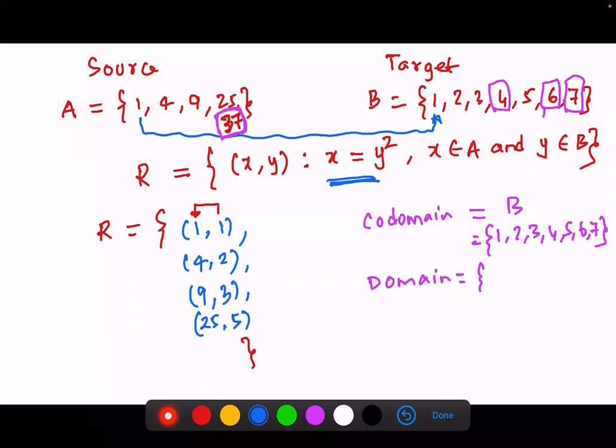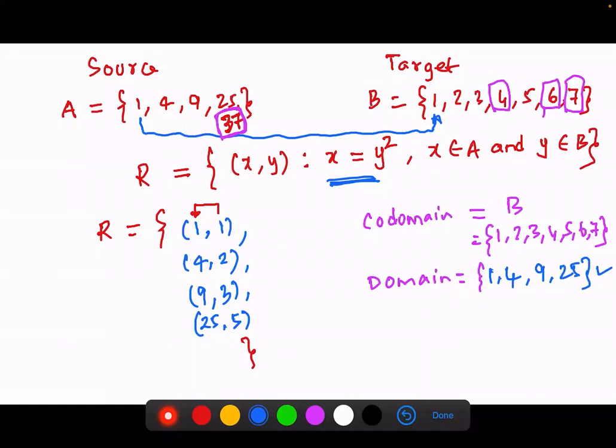Om, you want to list the elements in domain? Yes, sir. Okay, 1, 4, 9, 25. Very good.